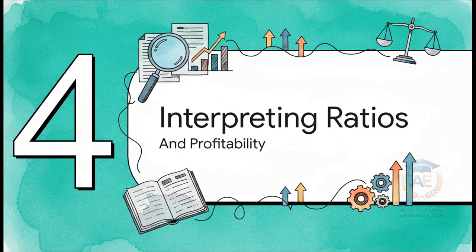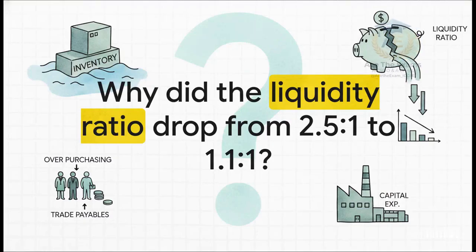Let's move to Section 4, Interpreting Ratios and Profitability. Because just calculating the numbers is how you pass. But interpreting and evaluating them, that's how you get the A-star. Imagine you're looking at a business, and their liquidity ratio suddenly drops from 2.5 to 1 down to a risky 1.1 to 1. Any human calculator can just state the math, but an A-star candidate, they interpret it.